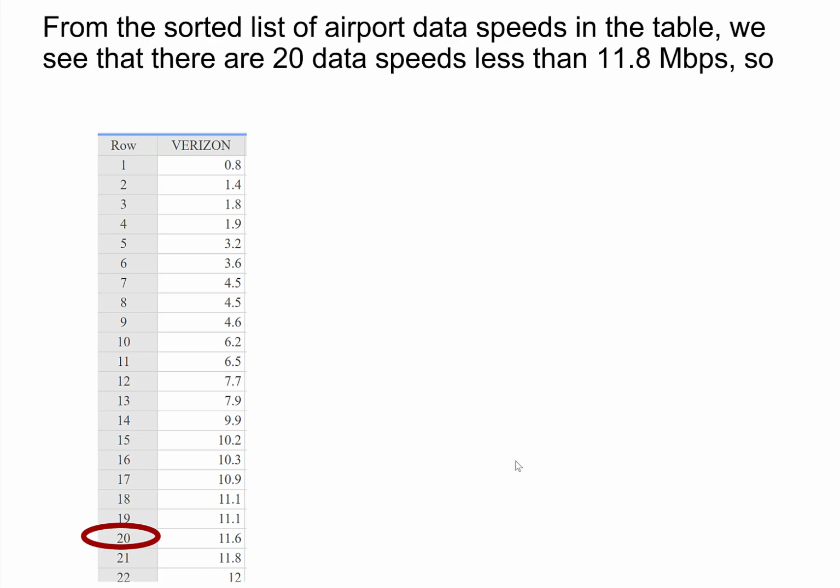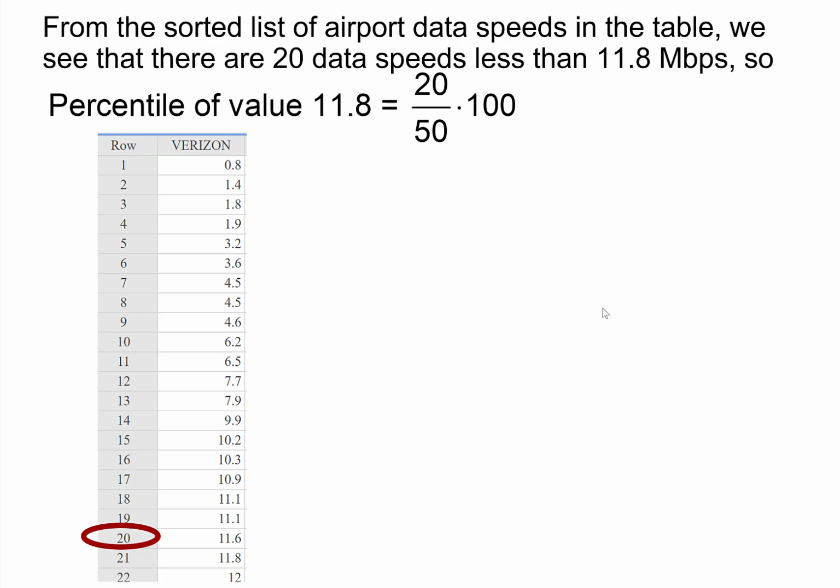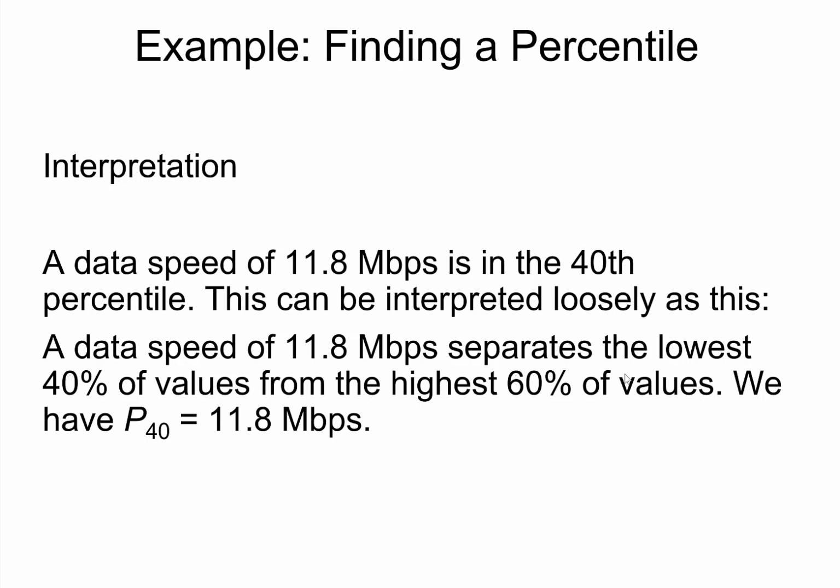So there's 20 data values less than 11.8. So we take 20 and divide by 50 and then multiply by 100, and we get a percentile of 40. So 11.8 is at the 40th percentile for this data set. And this is the number that separates the lowest 40% from the highest 60% of the data values.